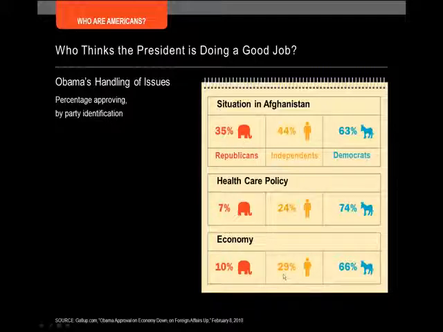And I think what both parties are really concerned about is the independents, what their percentage is. And so if you're running for president and you are from one of these political parties, you can pretty much count on your base supporting you.